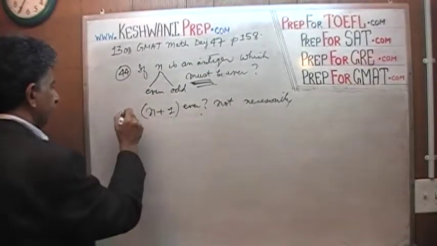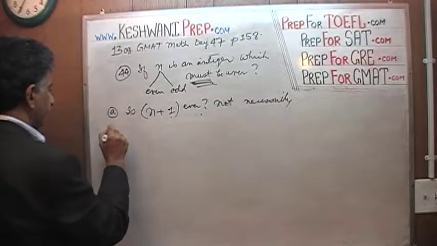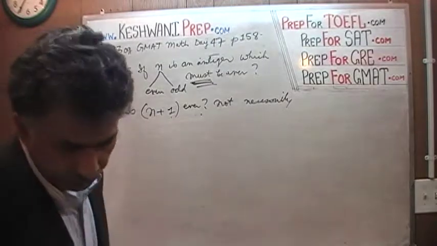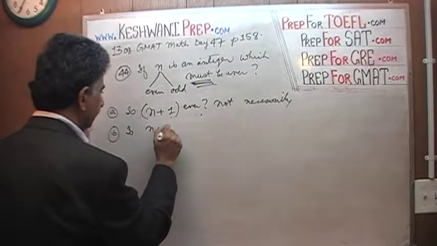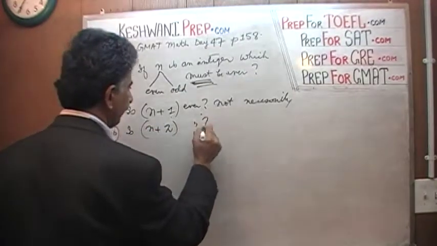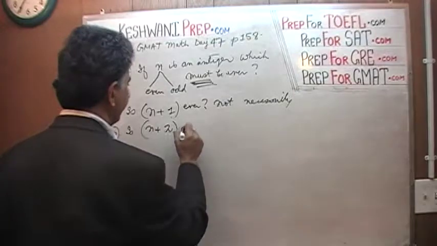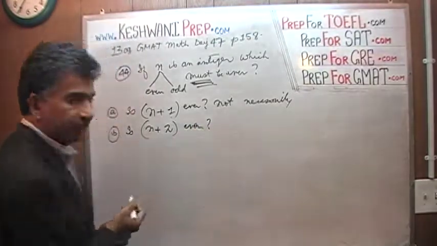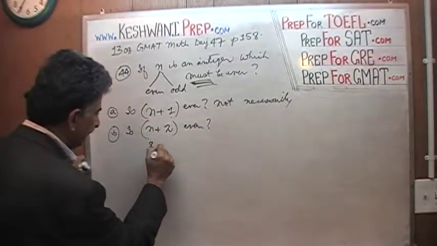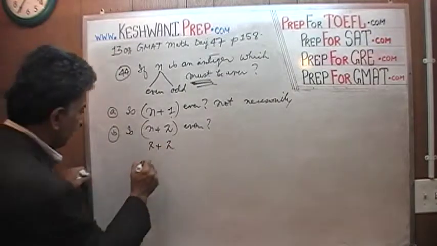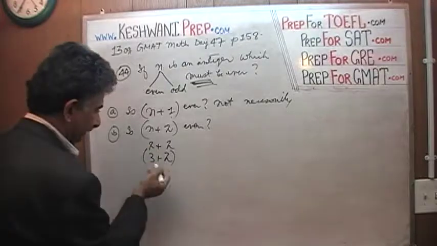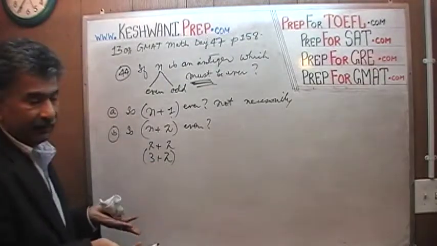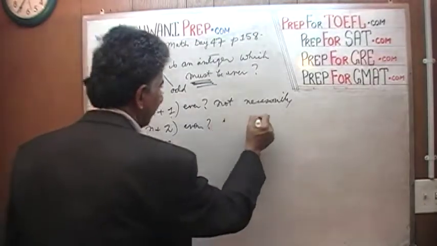Let's do the next one. So that was A. In B, the question is: is n plus 2 even? Again, the same problem. If n happens to be even, then of course n plus 2 is going to be even. But what about if n happens to be odd? If n happens to be odd, then odd plus even is going to be odd. It's not going to be even. So again, the answer is not necessarily.